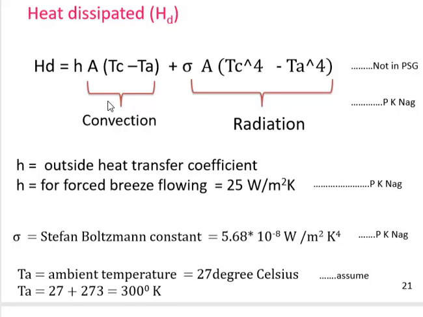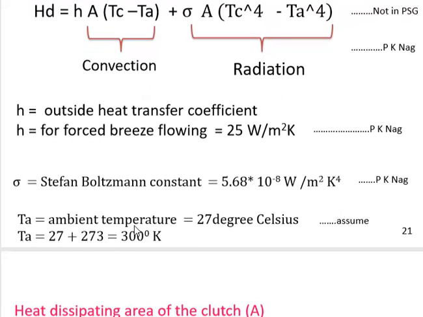So we need to find out the values for this and try to calculate heat dissipation. Now we know certain values: the heat transfer coefficient turns out to be 25 watts per meter square Kelvin. The Stefan-Boltzmann constant we are aware of, and the ambient temperature we can assume. So let it be 27 degrees Celsius, which turns out to be 300 Kelvin.